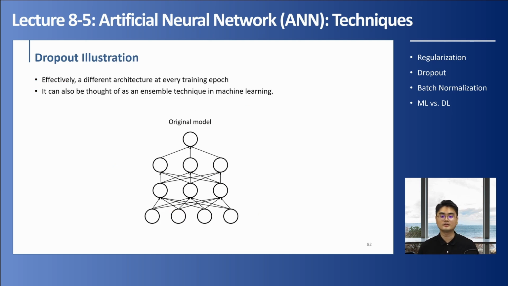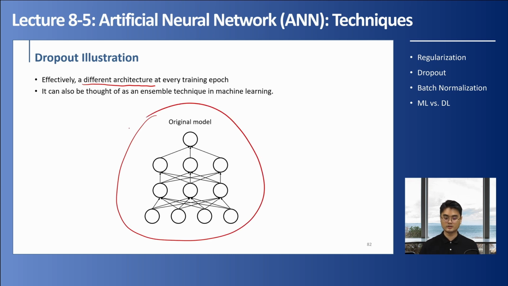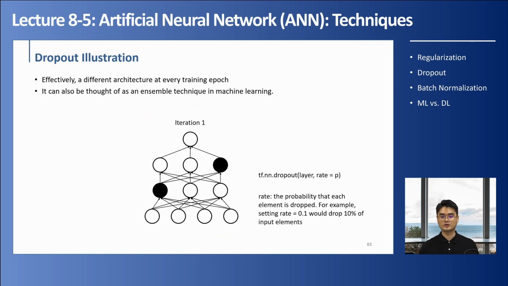To take a look at dropout as an illustration, as I told you right before, it's a different architecture at every training epoch. So if we have our original model like this one, for example, in iteration 1 this will be dropped out. Let's say that this happened. And you can also easily implement this as follows.